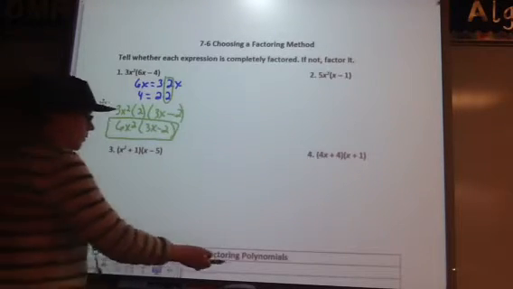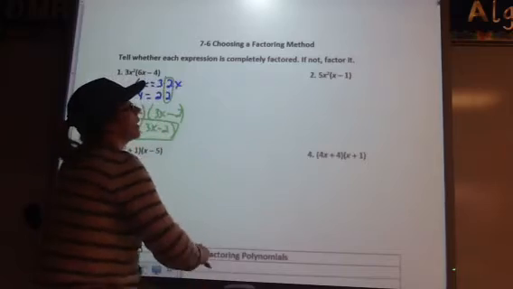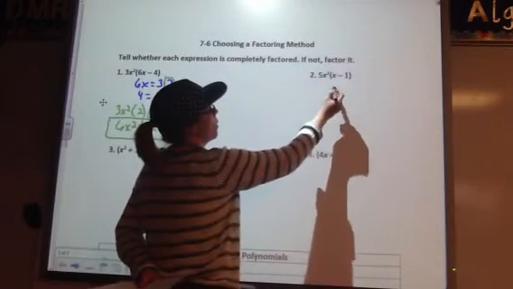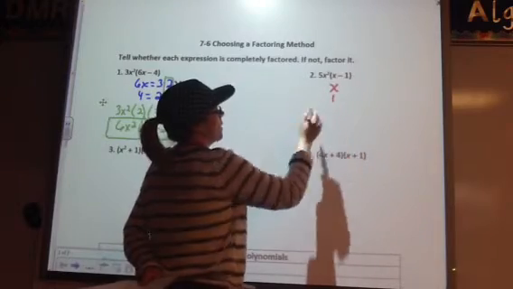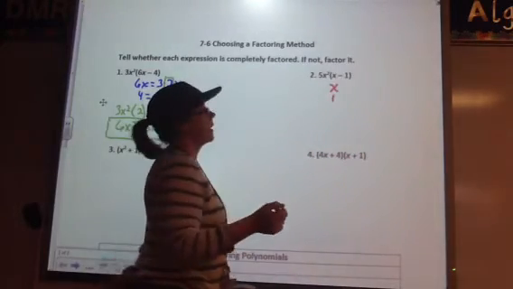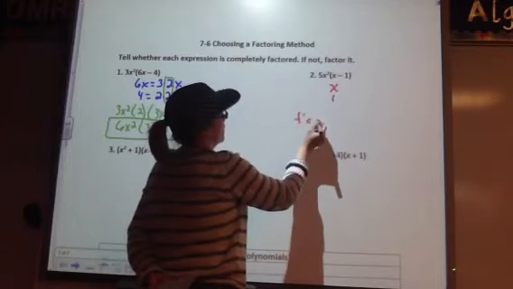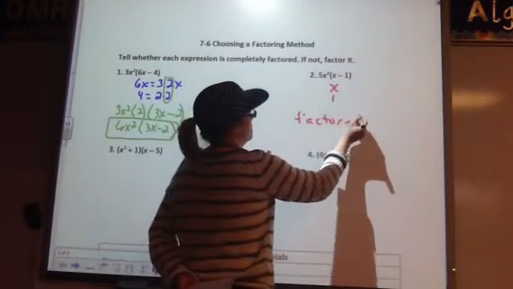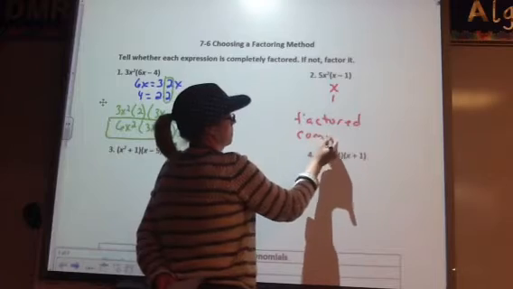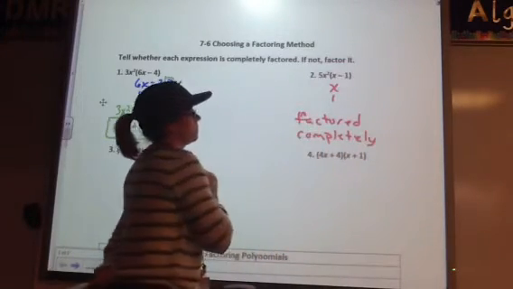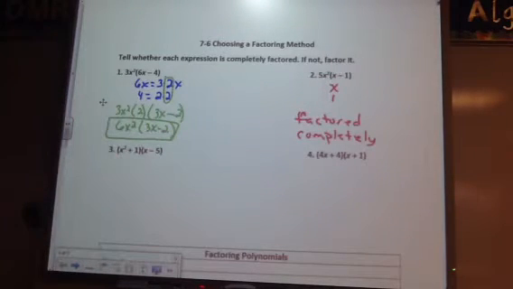All right, let's look at 2 right here. We have 5x squared and x minus 1. So let's look at this binomial. Is there anything common with x and 1 besides 1? There's not. So this one is factored already. Nothing you can do with it.